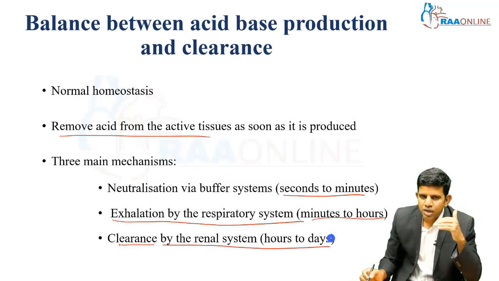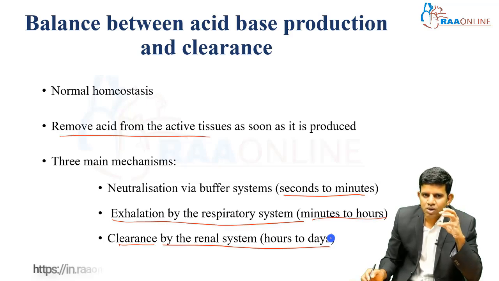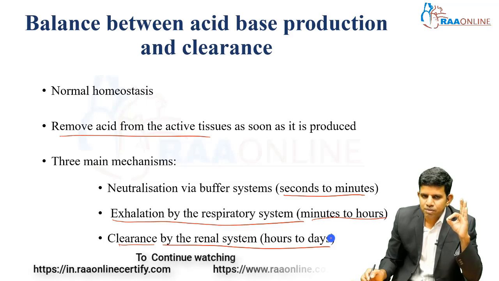Whenever acid production or base production increases or decreases, the body will try to maintain normal homeostasis by the three mechanisms. One is the buffer system, the second is the respiratory system, and the third is the renal system.